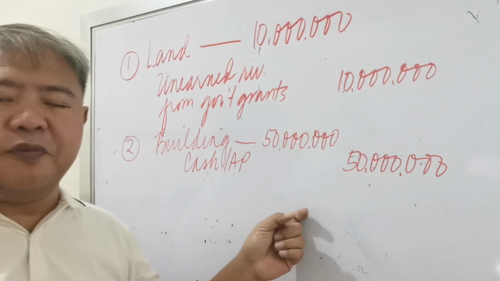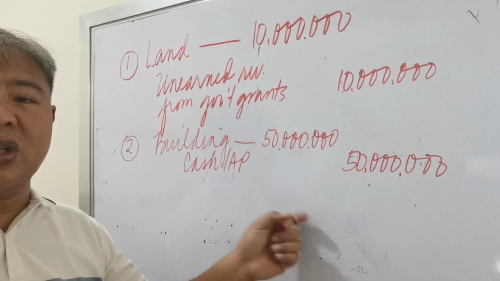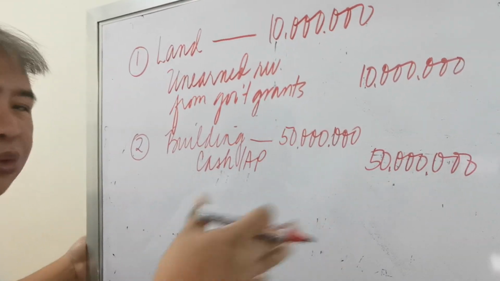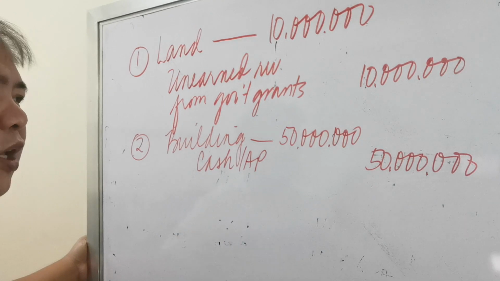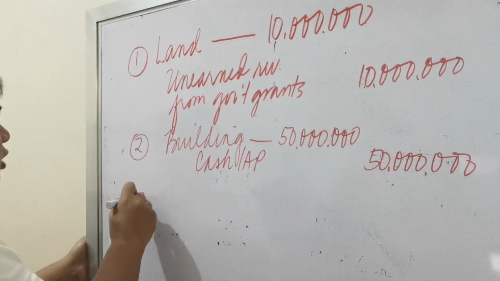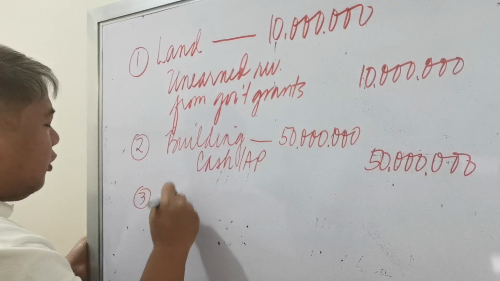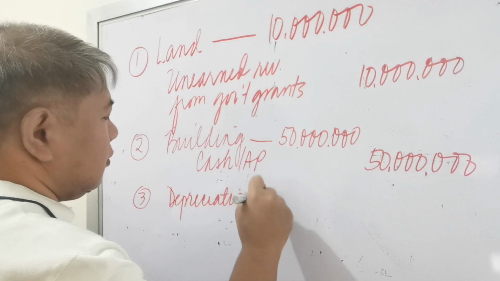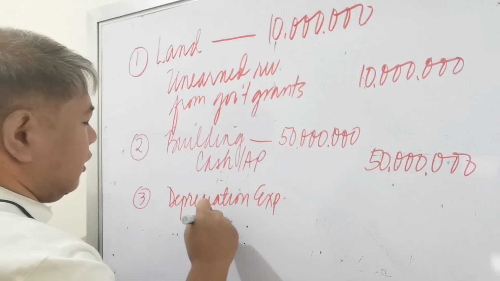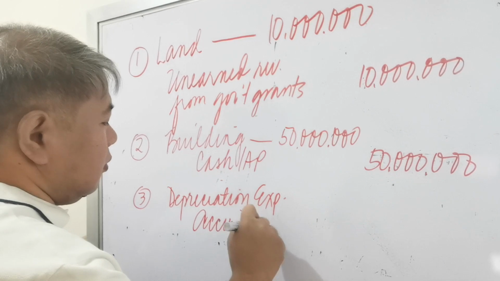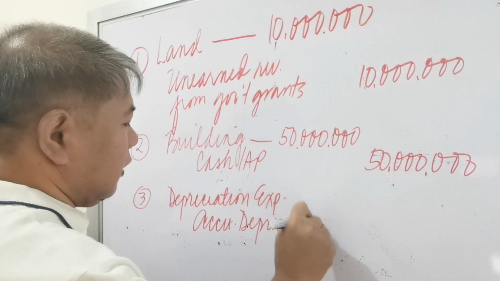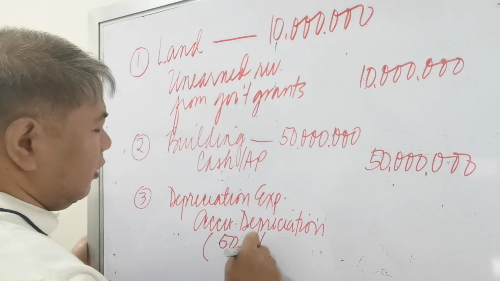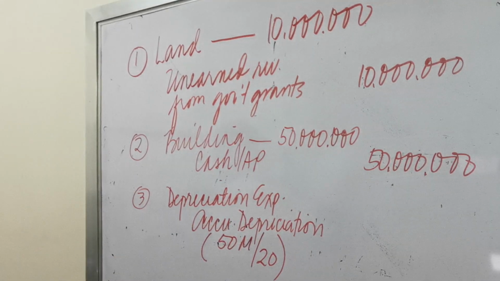So we have already fulfilled the obligation or the condition, which is the construction of a terminal. Since they are using the terminal, what are we going to do? We then depreciate the terminal. For the depreciation of the terminal, debit depreciation expense and credit accumulated depreciation. How are we going to compute this? This will be 50 million divided by 20 years. How much is that?